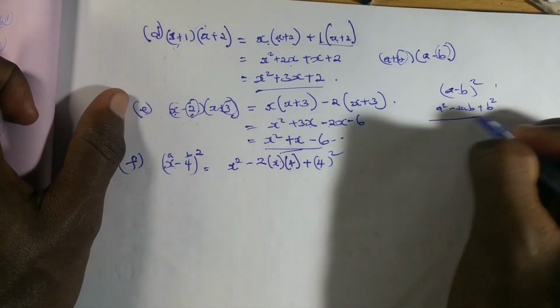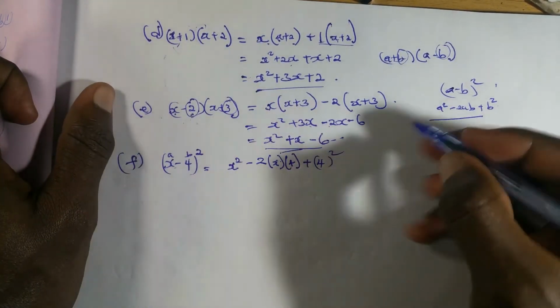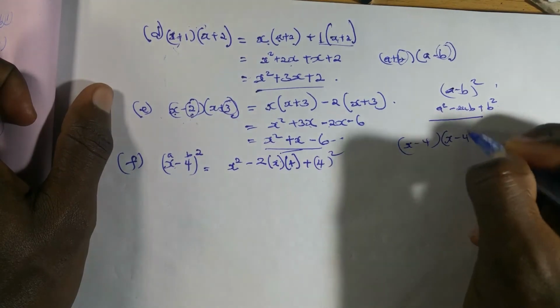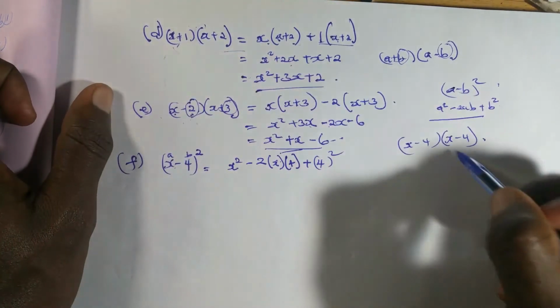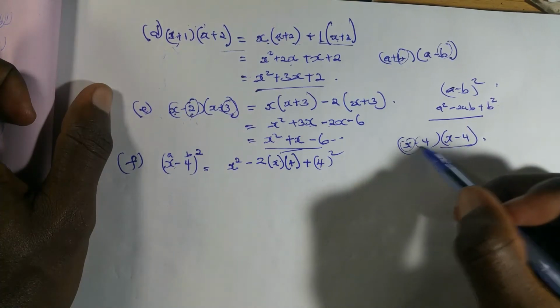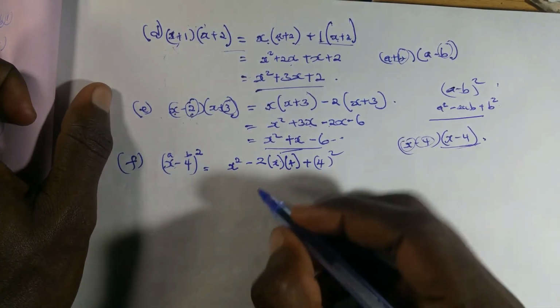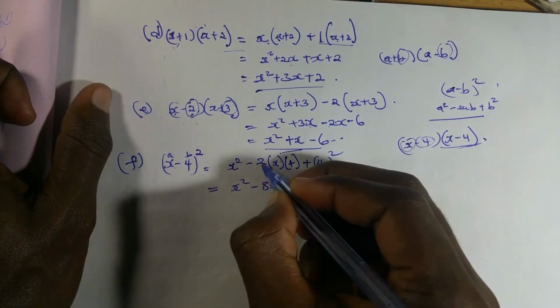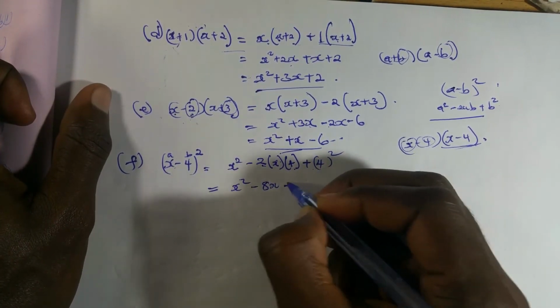We are trying to follow that, or you can multiply normally by multiplying the brackets separately like that. Then you consider that same condition, this term multiplying that bracket, then that term multiplying that bracket. So for this case we're going to have x squared minus 8x because of 2 times 4, then plus 16.